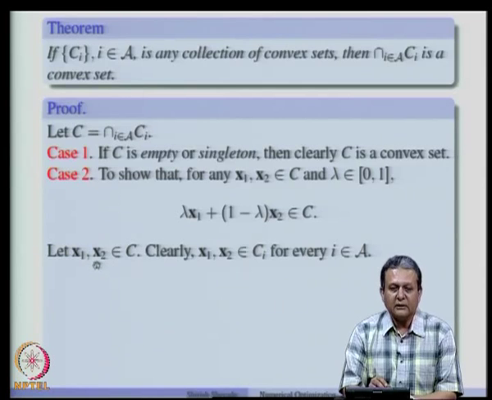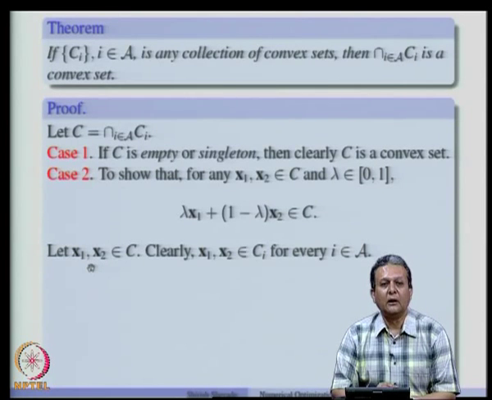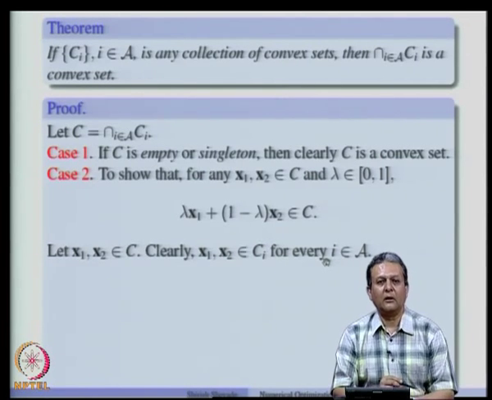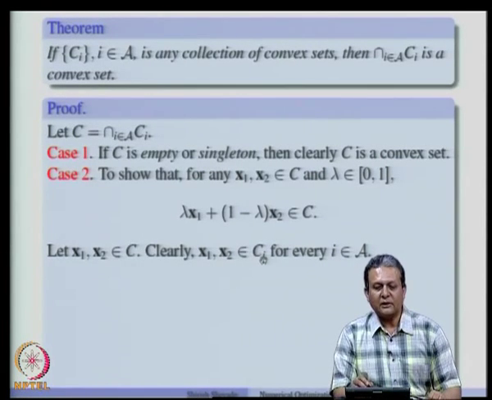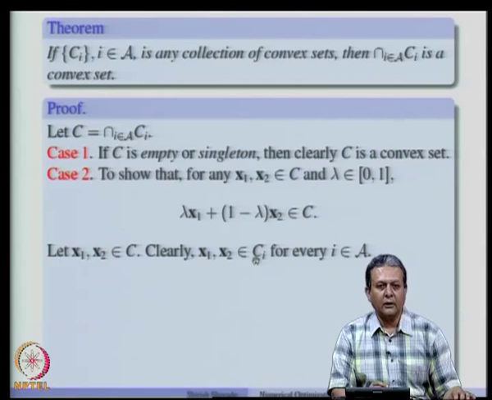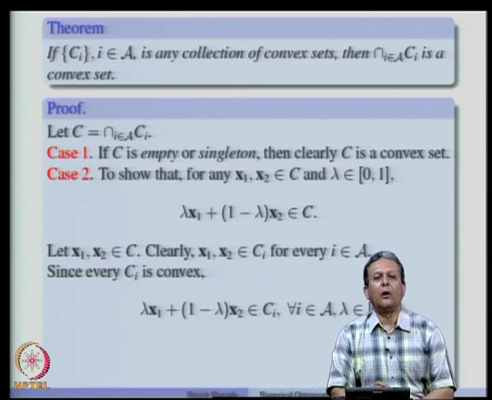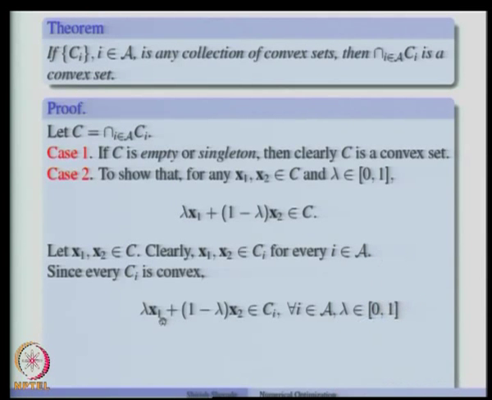So, let us consider any 2 points in the set C. Now, since they are in the intersection set C, they are in the individual sets as well for every i belonging to A. Now, remember that each of the Ci's is a convex set. So, by using the convexity of Ci, we can say that lambda x1 plus 1 minus lambda x2 belongs to Ci for every i belonging to A, where lambda is in the closed interval 0 to 1.